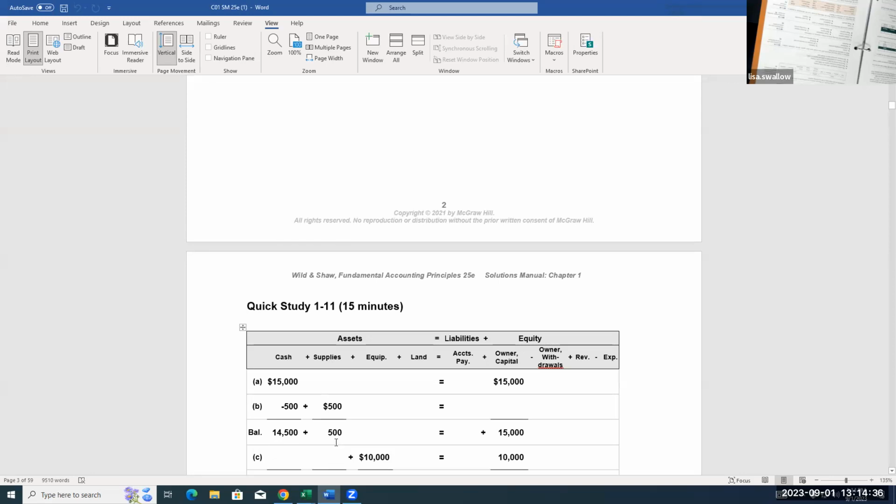Third transaction, what just happened? 10,000 bucks of new equipment. It makes my capital go up. So now let's just together, how much cash do I have? 14,500. How much supplies do I have? 500. How much equipment? 10 grand. So what are my total assets right now?